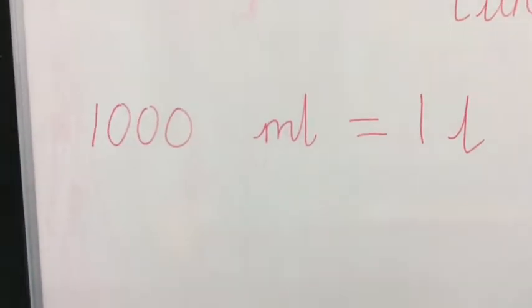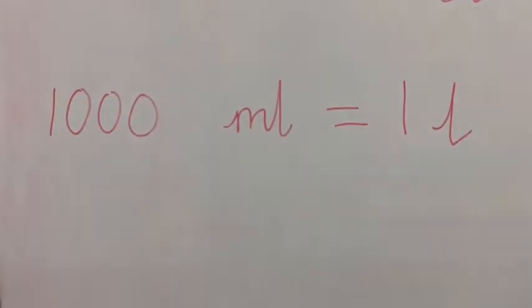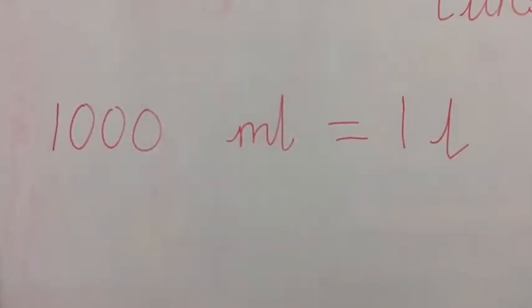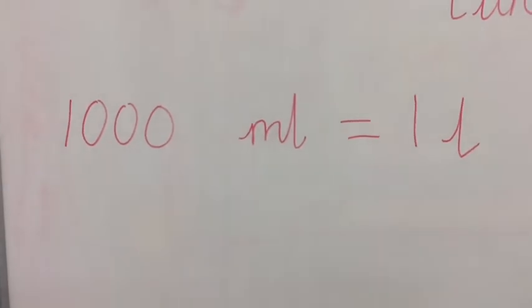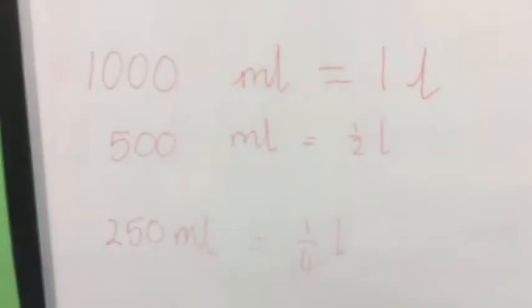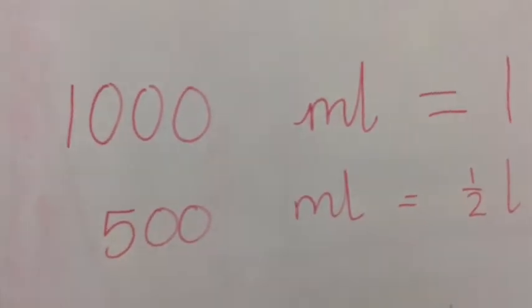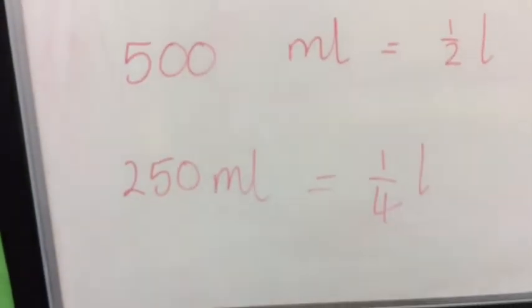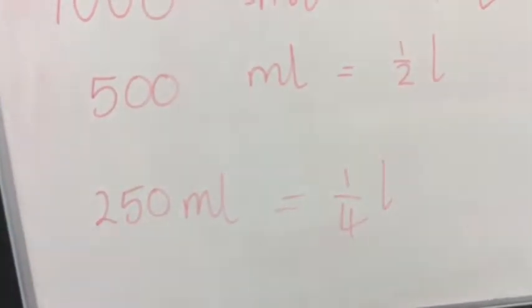So how many millilitres are in half a litre? I wonder if you know how many millilitres are in a quarter of a litre. So half a litre will be 500 millilitres. And if you halve it again, you get a quarter of a litre, 250 millilitres.